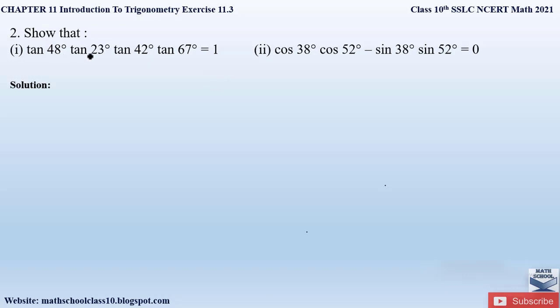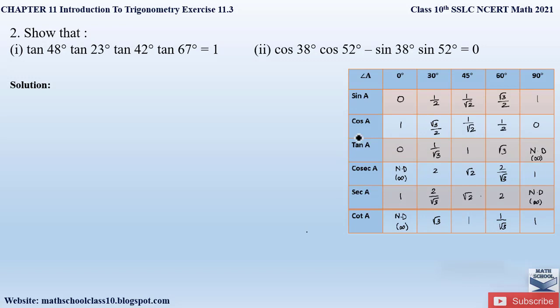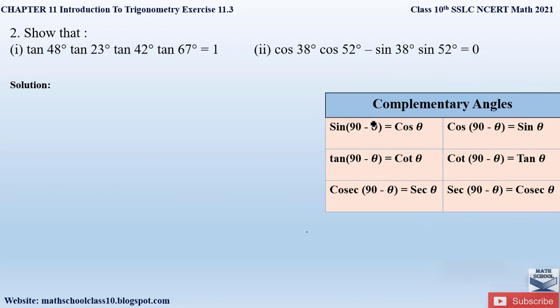The angles given in this first part of the question are not present in our trigonometric table, right? So the second option is to apply the complementary angles. By now you must know the complementary angles and how to apply them. So now let us solve this question by applying complementary angles. The question given here is tan 48 degree into tan 23 degree into tan 42 degree into tan 67 degree equal to 1.